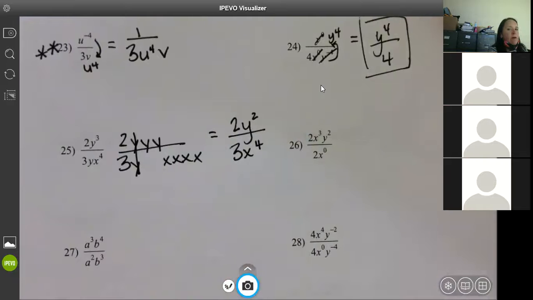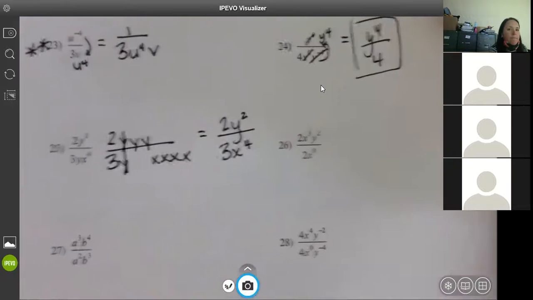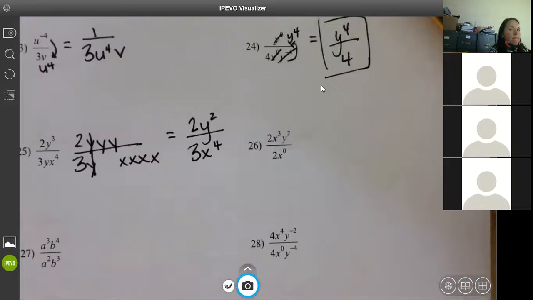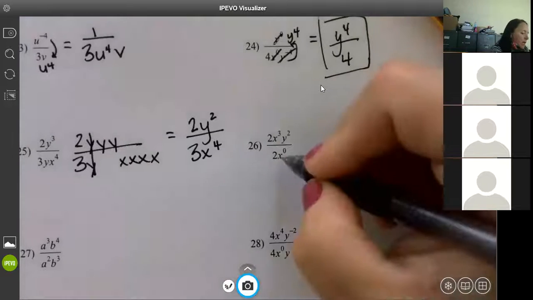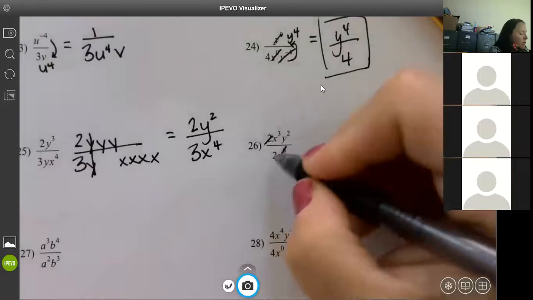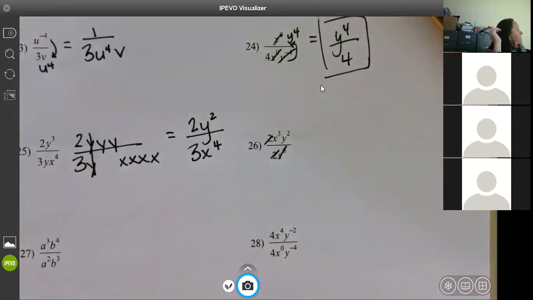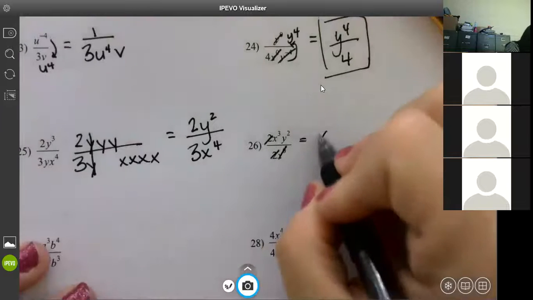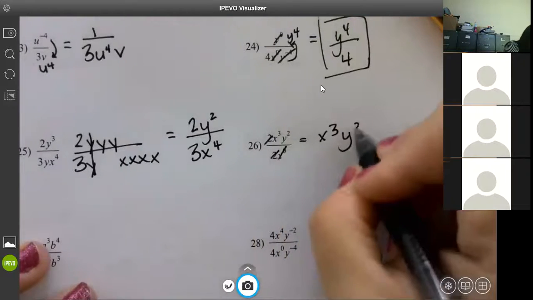Anything the same on the top and the bottom? 26. Yeah. What can we do? 0. 0 can mark out. Anything the same on the top and the bottom? 9. Look at it. Yeah, 2's. If they're the same on the bottom and the top, I can mark them out. Good. All right, what did that leave me with? x3, y2. That's it, y'all.